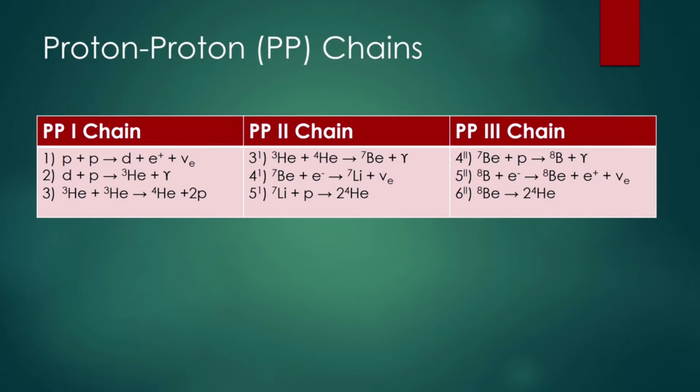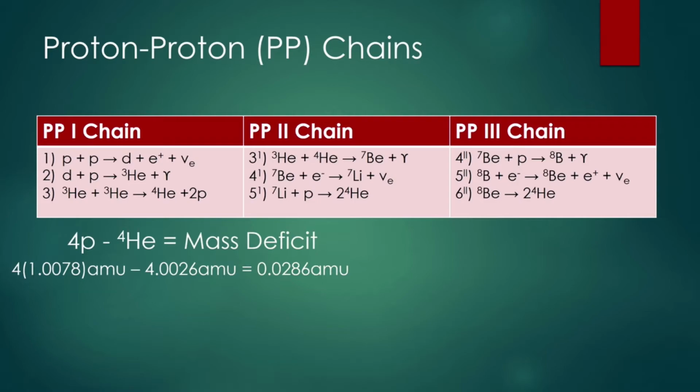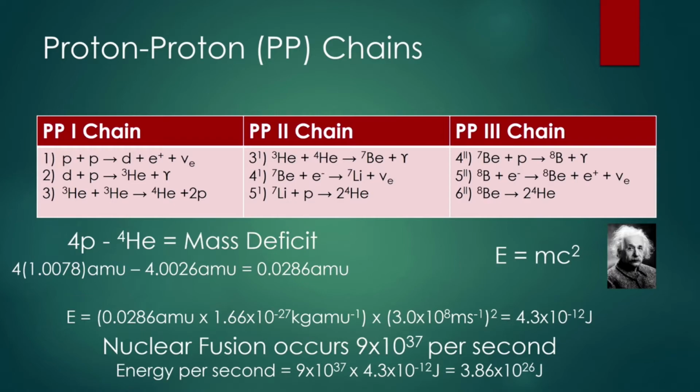Since there is a mass deficit between 4 protons and helium, we can use Einstein's E equals mc squared to show that the Sun produces 3.86 times 10 to the 26 joules of energy per second. This means the Sun generates 6.8 times 10 to the 7 times the world's annual energy consumption every second.